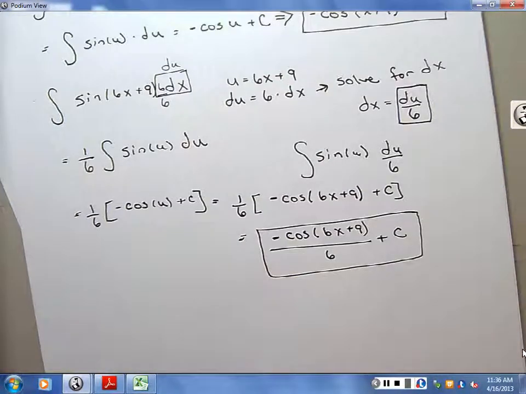Is the c not divided by 6? C is any constant. So any constant divided by 6 is any other constant. Okay. So, yeah, you can just leave it as C. C over 6 is the same as some C. But, yeah, that's a good question.